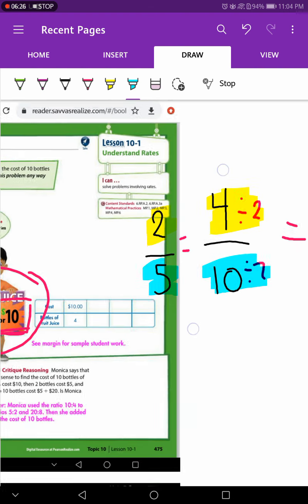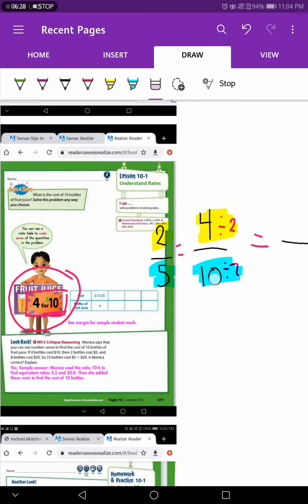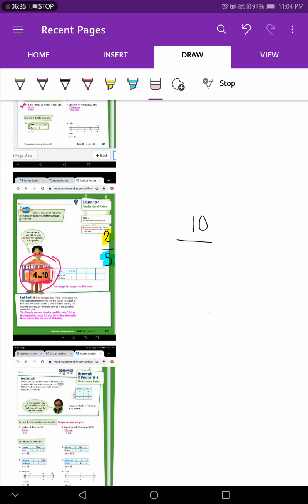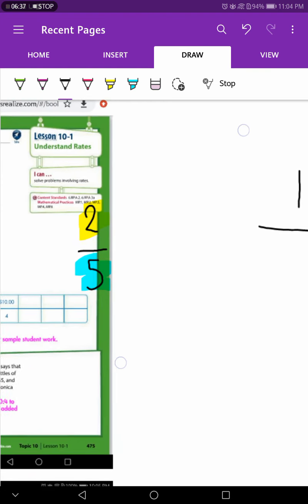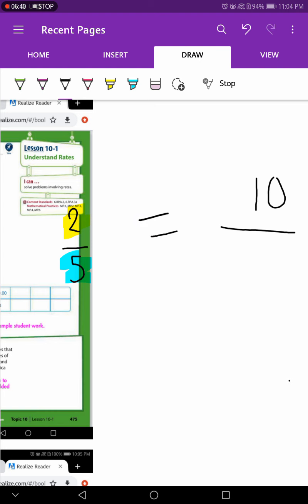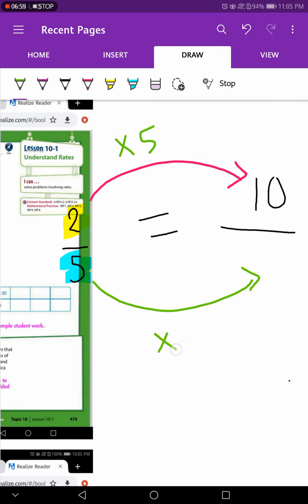Now I come back here, I erase the rest, I don't need it. See, here I have 2 over 5 equals 10 over what? So now you can bring back the question: how does the 2 become 10? Is it yes or no? Yes, it is multiplied by 5. So top and bottom by the same number. So multiply here by 5.